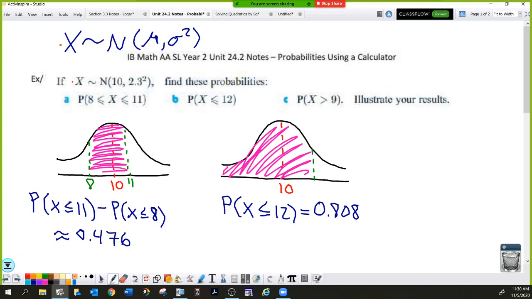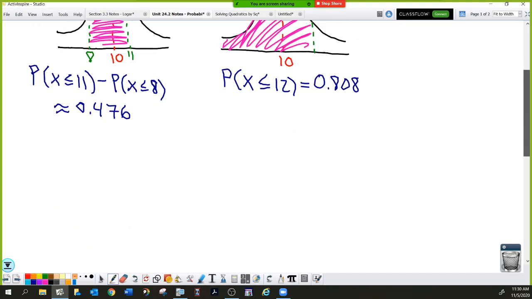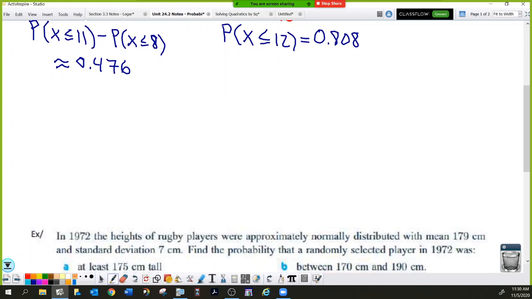And I'm going to, how much space do I have? Do I have vertical space? I have vertical space, so I'm going to do mine right down here. So here's part C. Our picture. And we're trying to go greater than 9.